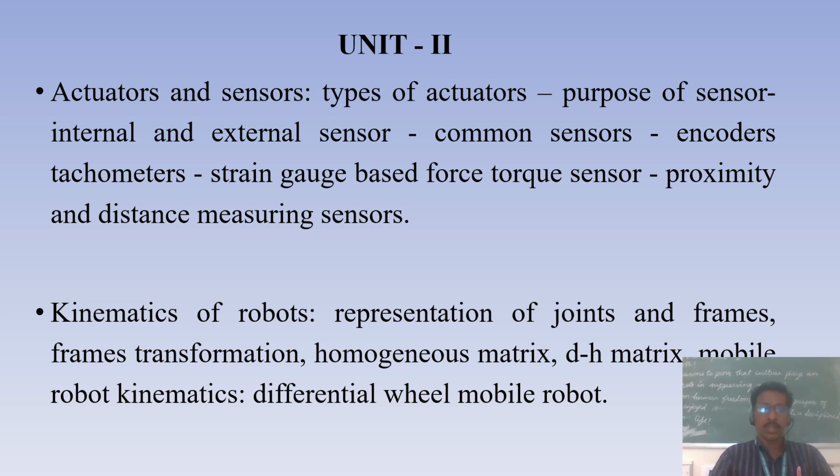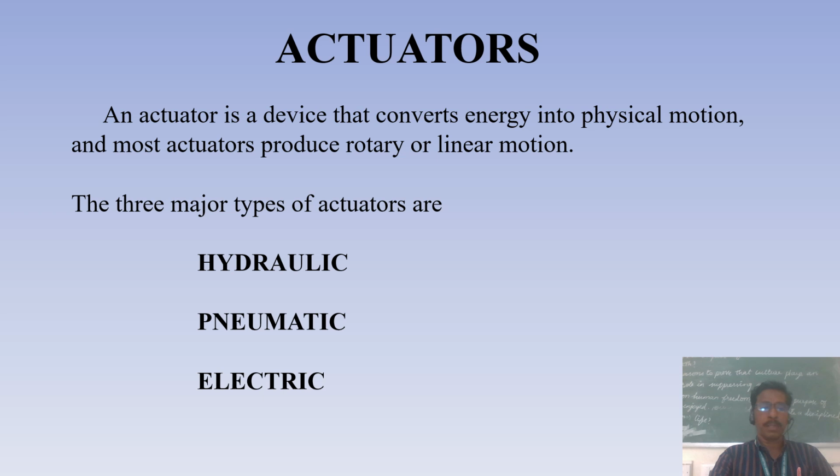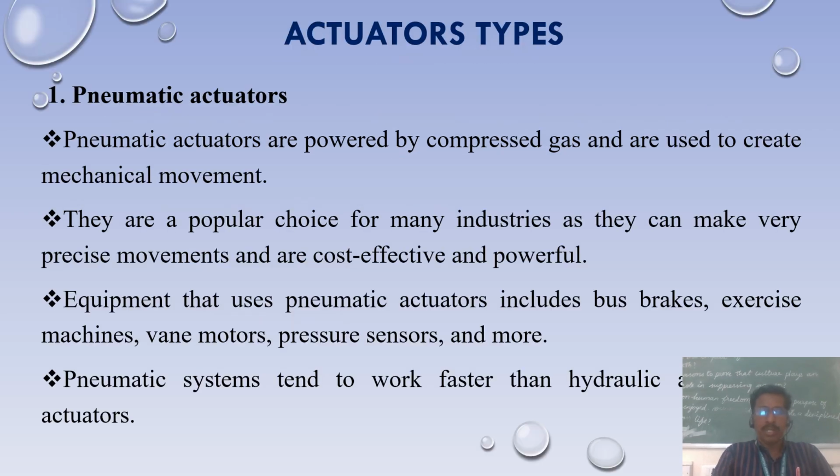So I start with actuators and sensors. What do you mean by actuators? Generally, an actuator is a device that converts energy into physical motion, and most actuators produce rotary or linear motion. Like a system, it receives the input and produces some linear or rotary motion. There are three major types of actuators: hydraulic, pneumatic and electric. Let us see one by one.